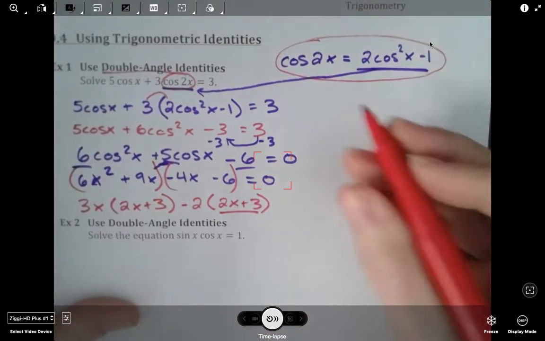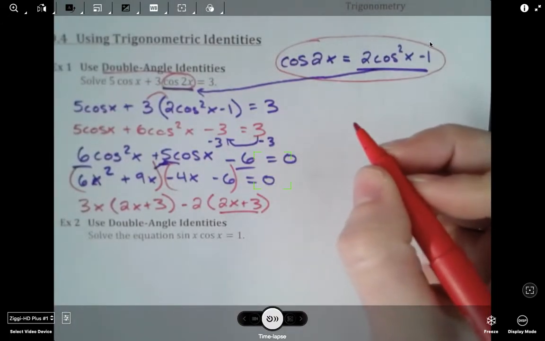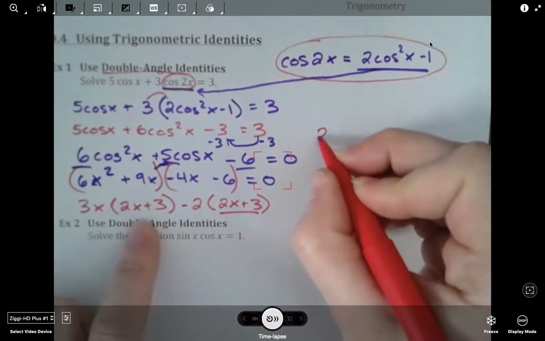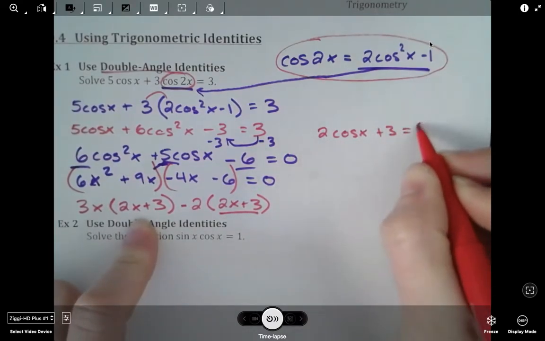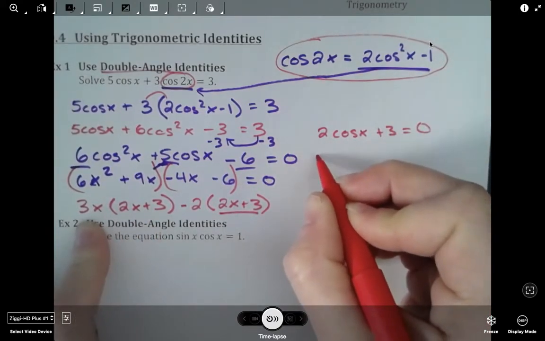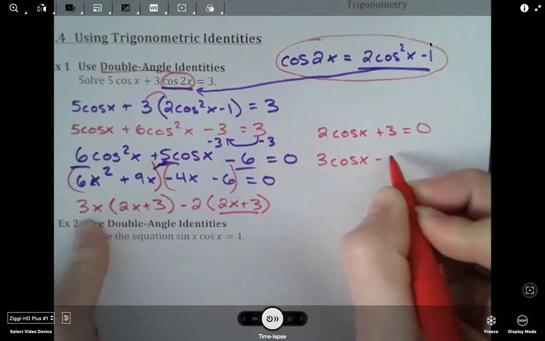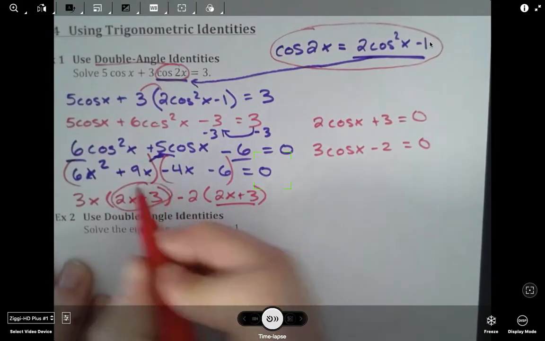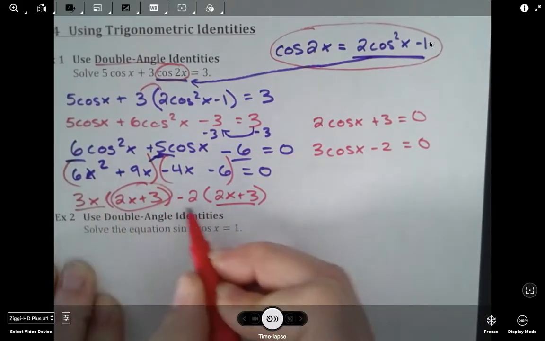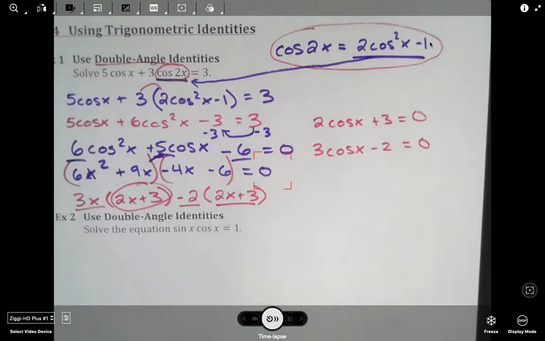But they're not x's. I'm going to put the cosines back in there now. So I've got 2 cosine x plus 3 equals 0, and I've got 3 cosine x minus 2 equals 0. You guys see where I get those two pieces from? This guy right here, which is the same, and then what's left over. I set both of those equal to 0. Yeah? Are we good? Okay.